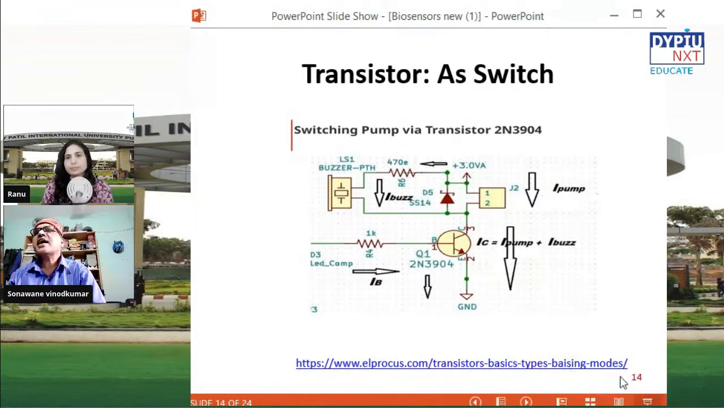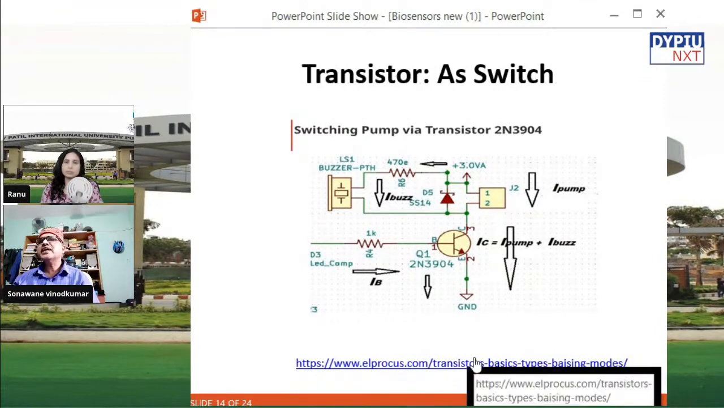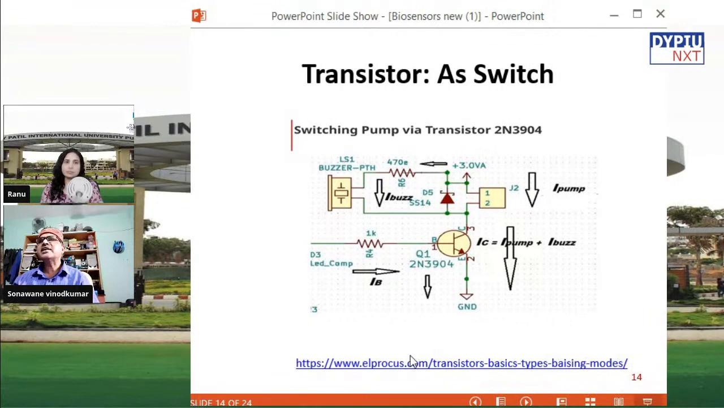So the transistor acts as a controller to the pump, and you can give a signal, and depending upon your choice, you can control the switching of the external motor, and you can pump water in or out. So a lot of things are given on that site, which is given at the bottom of this slide. So you can go there and access the material. Next.